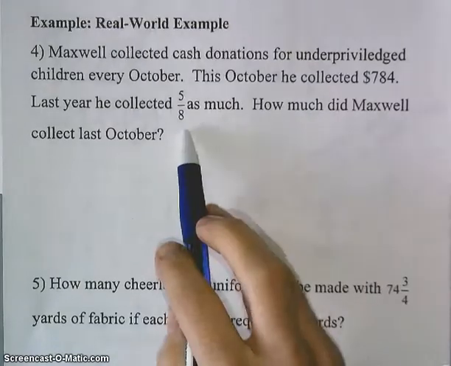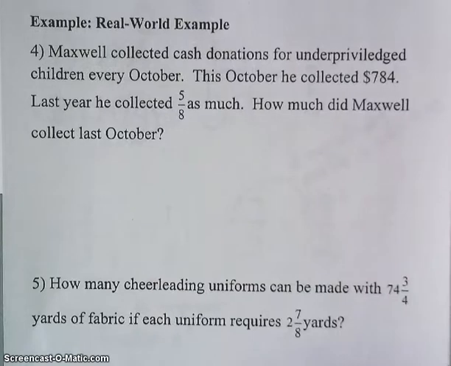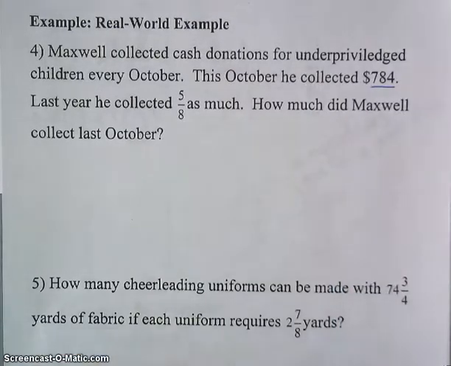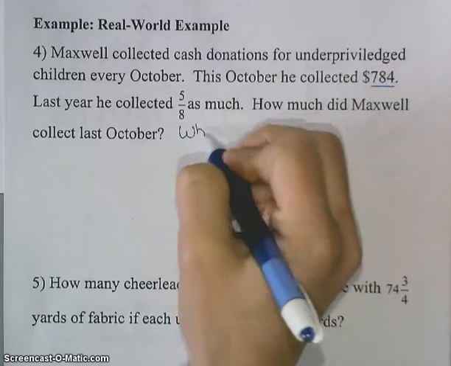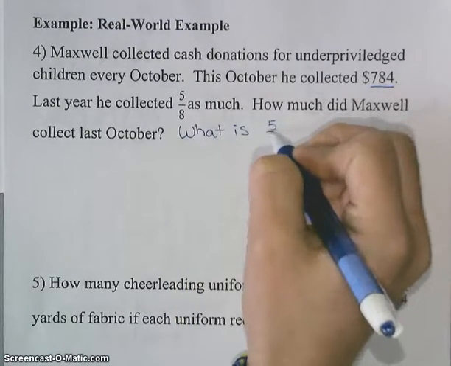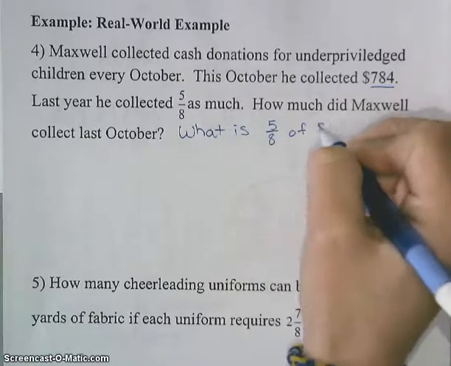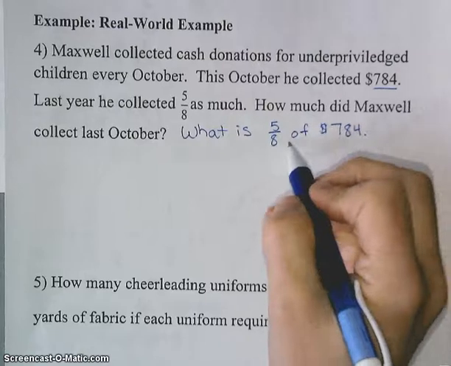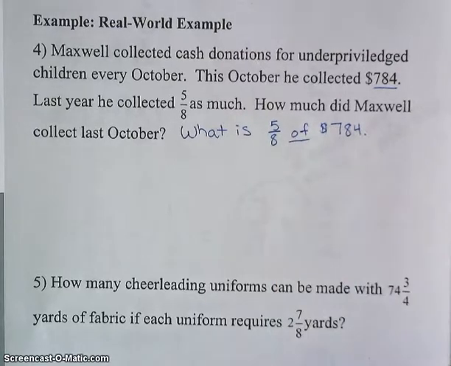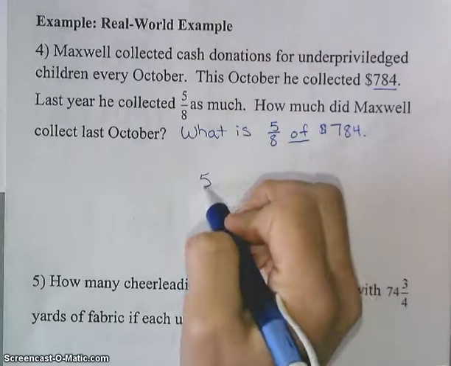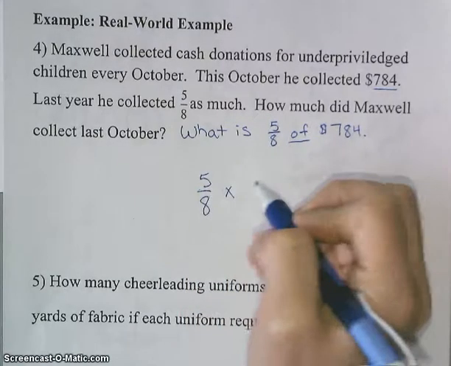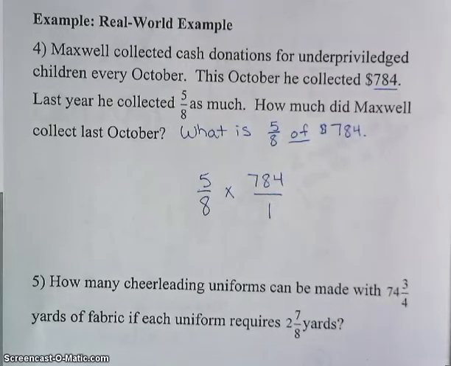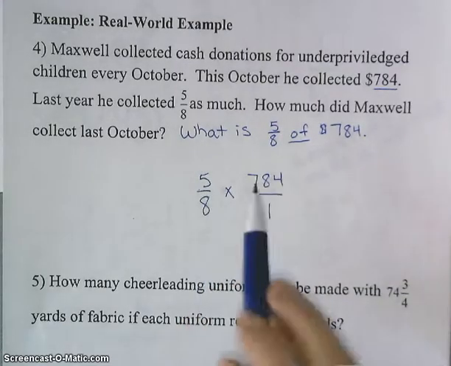Well, 5/8 as much means he collected less than he did this year. And I know he collected $784. So what I really want to know is what is 5/8 of $784. So when I'm looking at that, way back at the beginning of the year, we learned that of means to multiply. So the problem I need to be solving is 5/8 times 784 over 1.